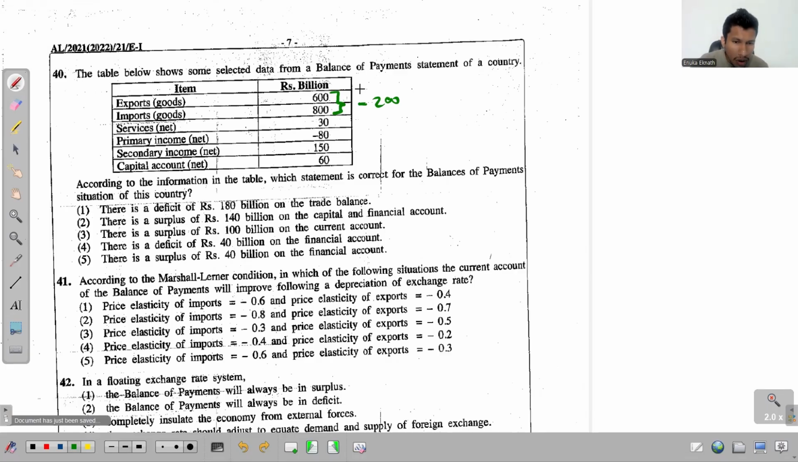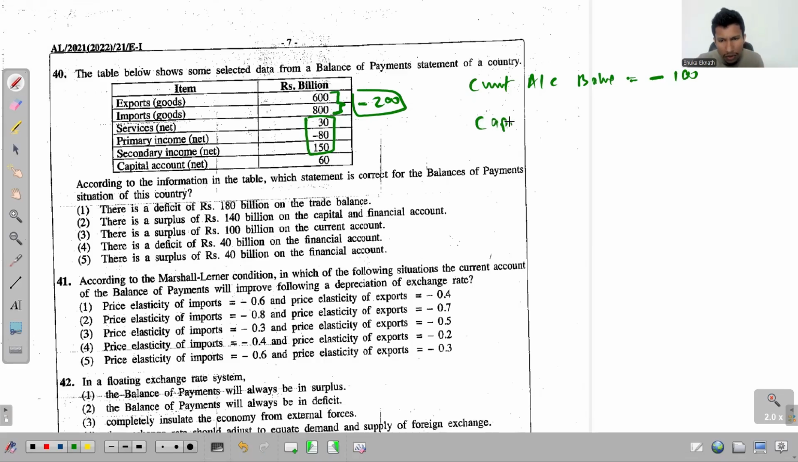So the total of all these, we can consider to be the current account balance. So let me write current account balance. How much is that? That's minus 200 plus 30 minus 80 plus 150. 150 plus 30 is 180, minus 280 gives minus 280, so the value in the current account balance is minus 100. And capital account balance is also given to you, so let me write it.